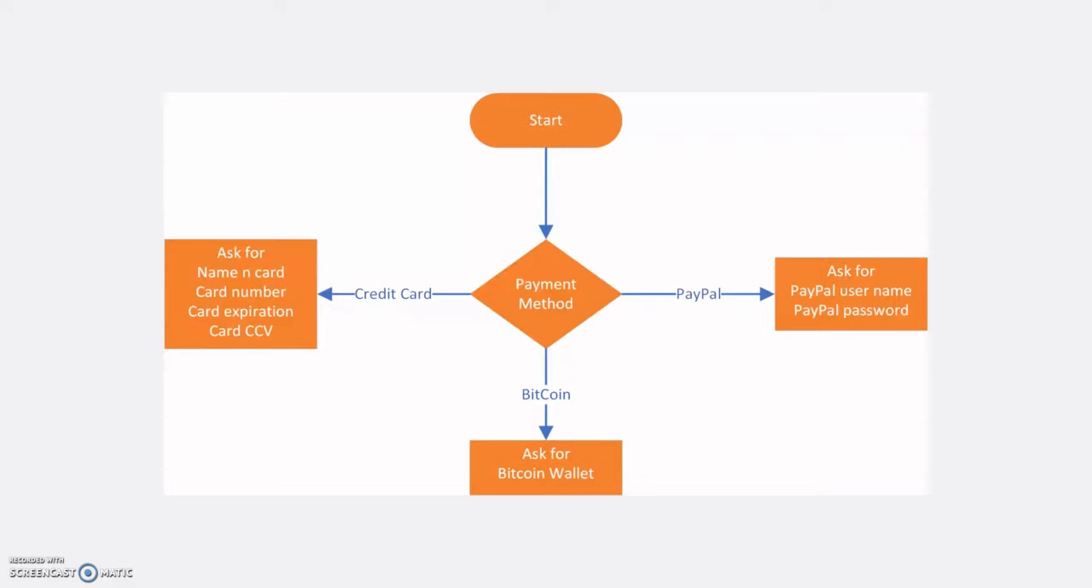Here's a decision diagram for the payment method. We go to the payment method. We have 3 options: credit card, Bitcoin, and PayPal. If credit card is chosen, we ask for the name on the card, card number, expiration, and CCV. If Bitcoin is chosen, we ask for the Bitcoin wallet. If PayPal is chosen, we ask for the username and password of their PayPal account.